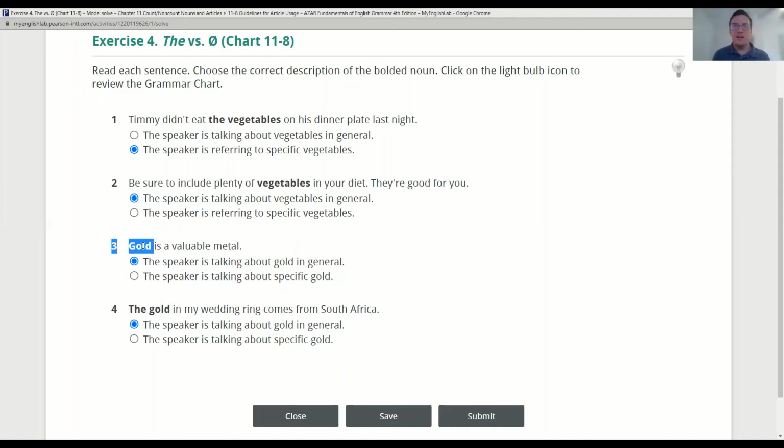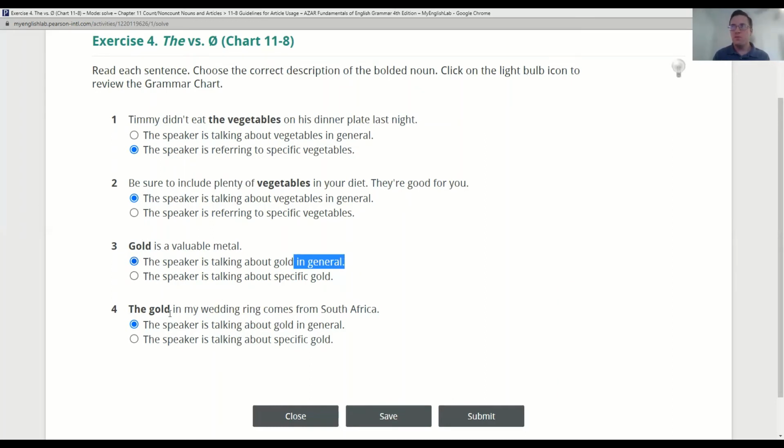Gold is a valuable metal. Gold is a non-count noun, so there's no plural form. I can't say golds, and I can't say a gold. So we have a non-count noun, gold, and I'm talking about gold in general. All gold, any gold is valuable, so I don't use the.